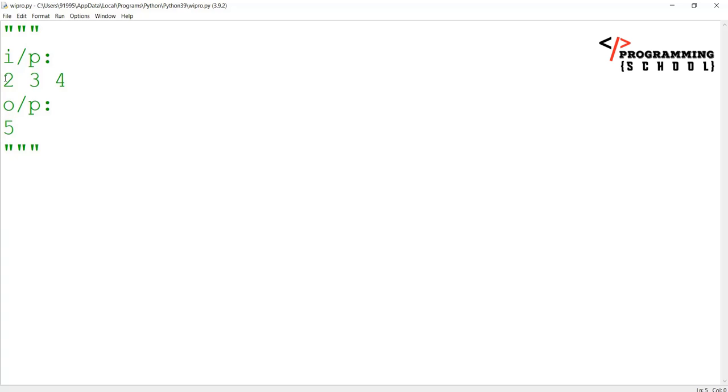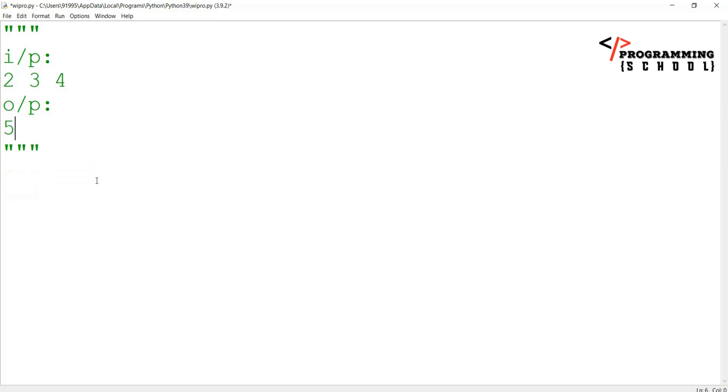Why is it coming? 2 and 3 are the first two elements of a series. And here 4: we have to find the fourth element, the fourth number of the series. For example, this is going to be an arithmetic progression, and we have to find the term of the series which is started with these two elements. Here the fourth term is going to be 5, because it is going to be 2, 3, 4, then 5.